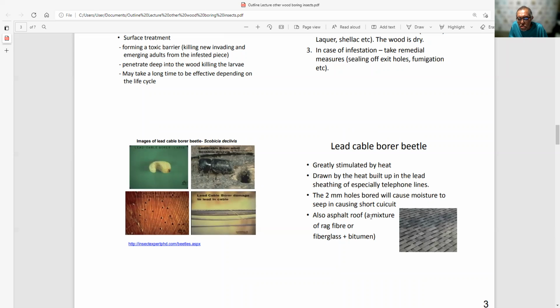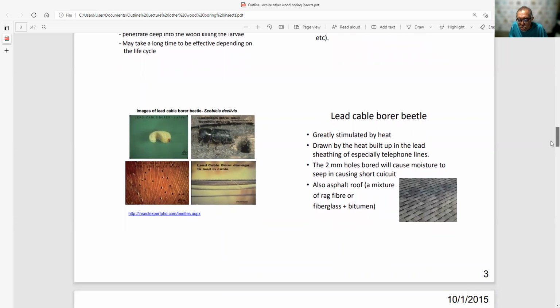Also asphalt roof, a mixture of red fiber or fiberglass and bitumen. Now in the West, they are using this kind of roof, and this roof is also exposed or prone to boring by beetles, causing leakage and other issues.